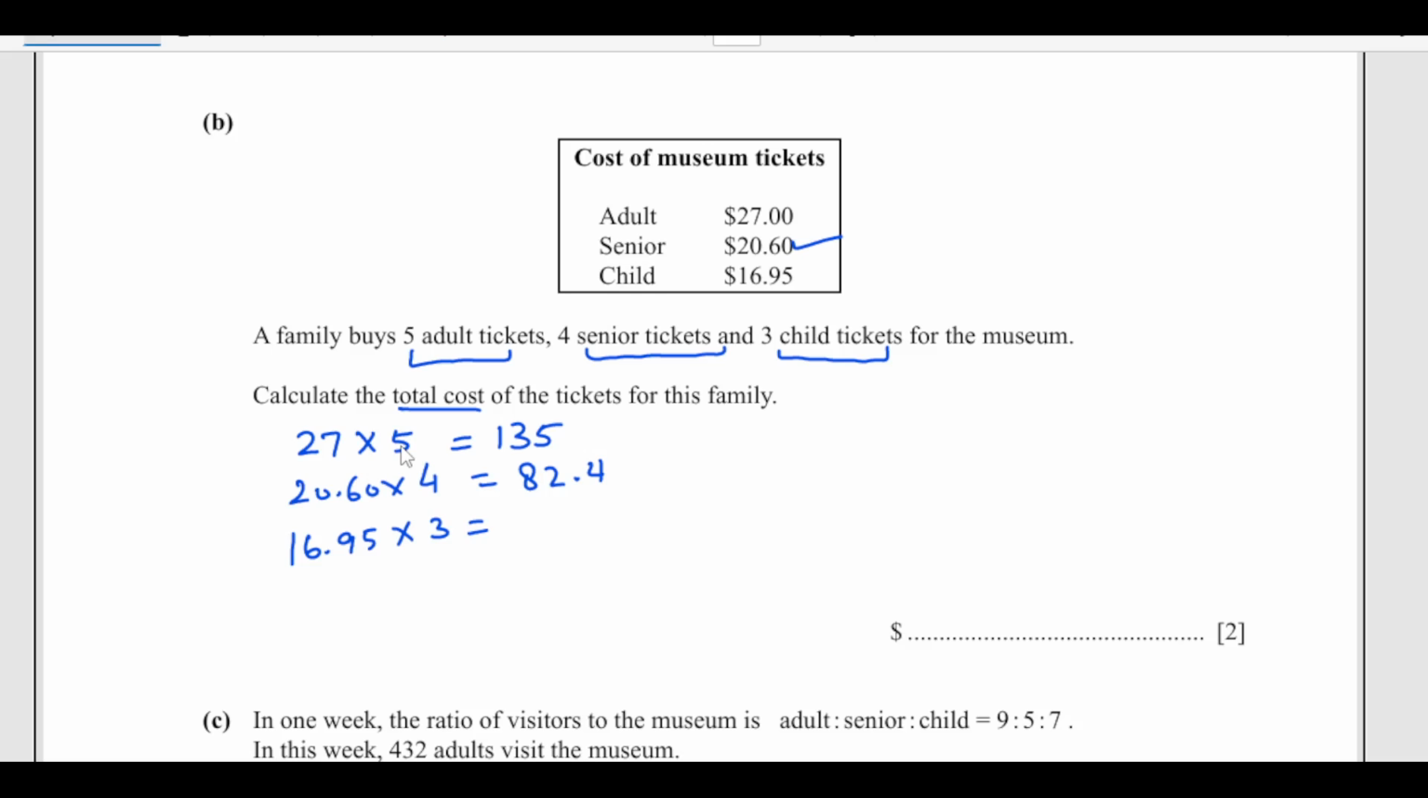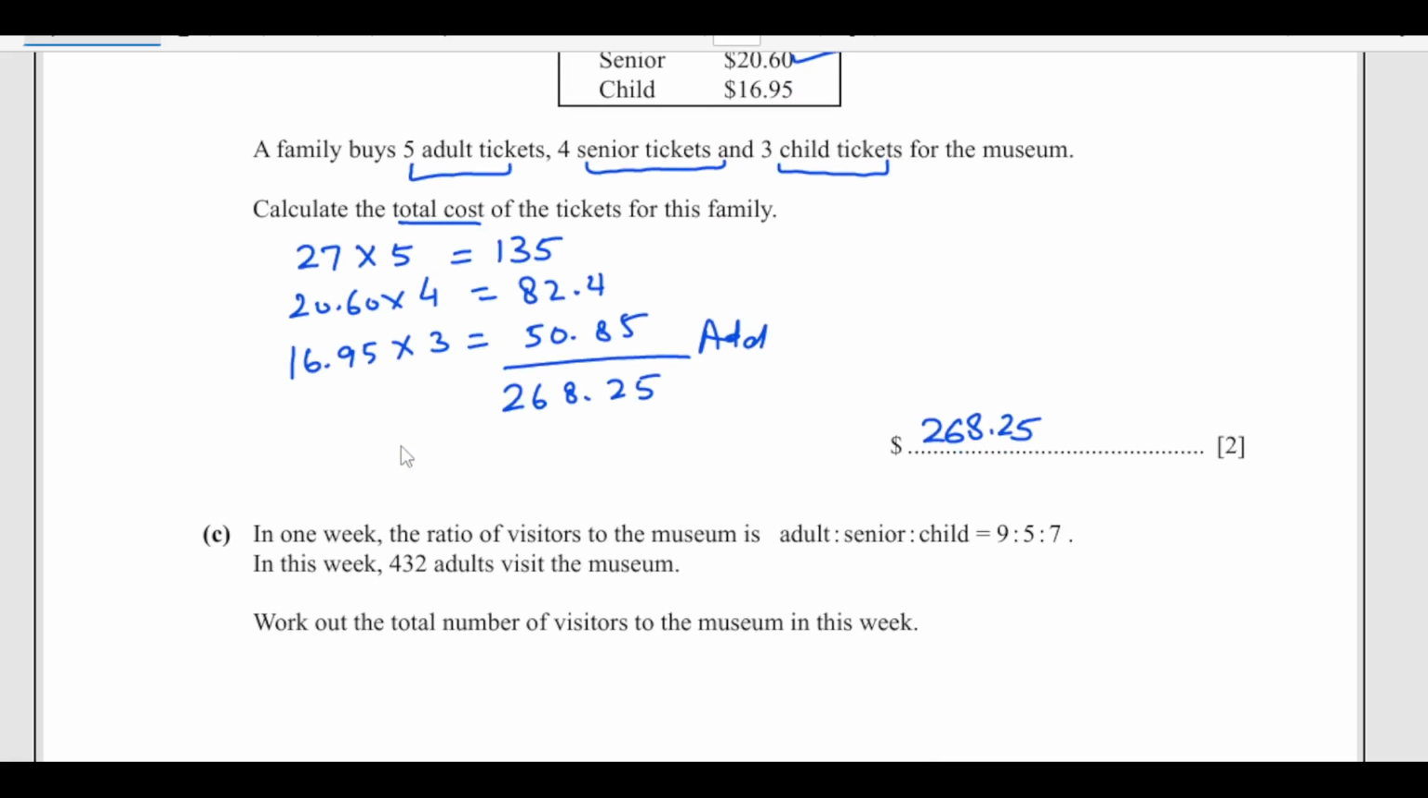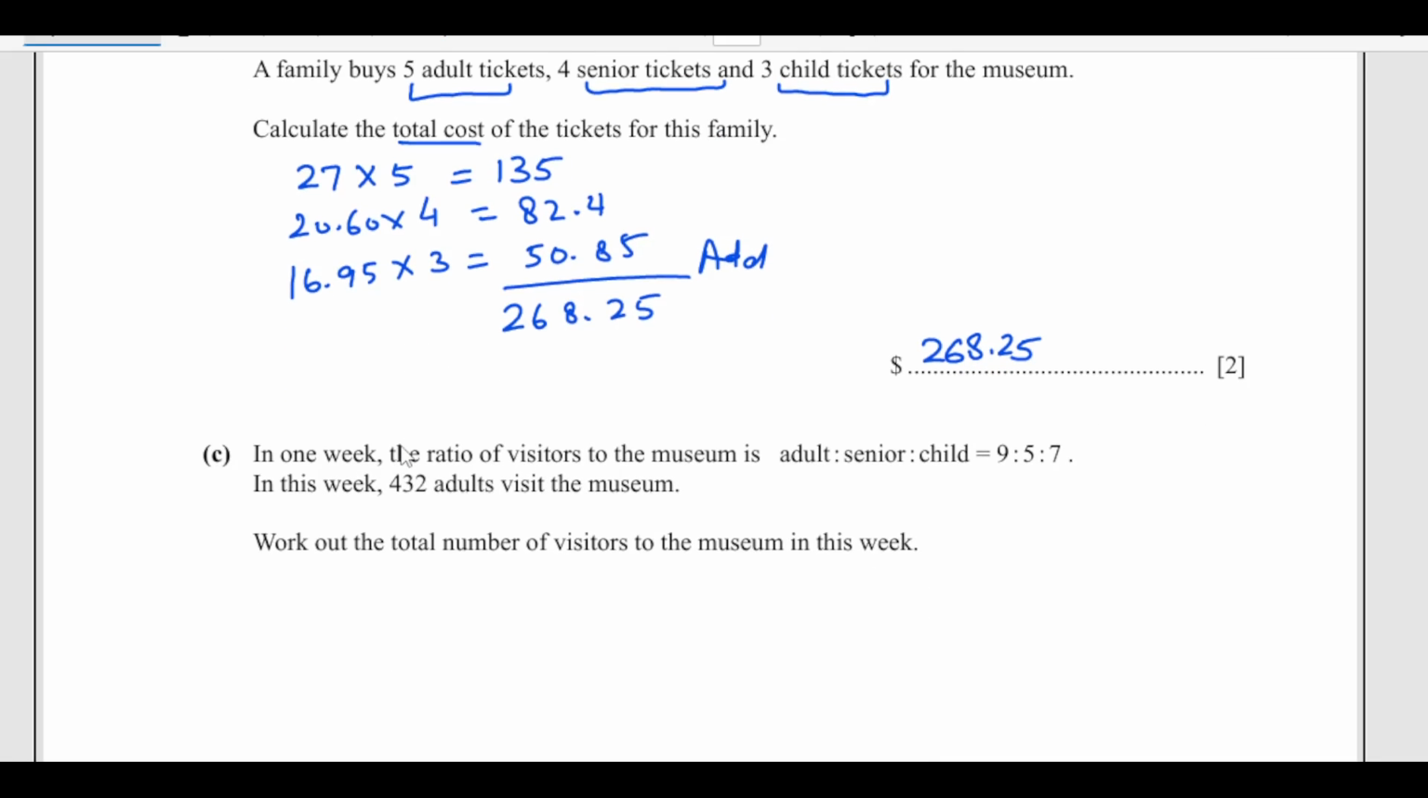Then 3 child tickets, one child ticket is 16.95, and there are 3 child tickets there, so this is times 3, which is 50.85. Now add all of them together. When you add them, we get 268.25. So 268.25 is the answer for the total cost of the tickets for the family, right?